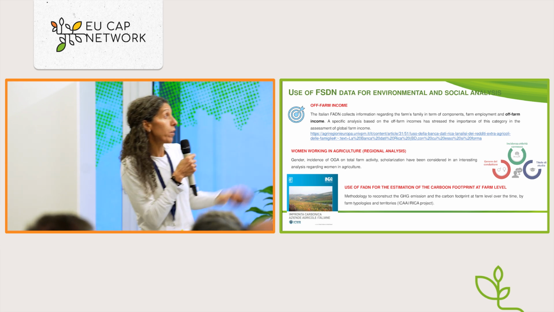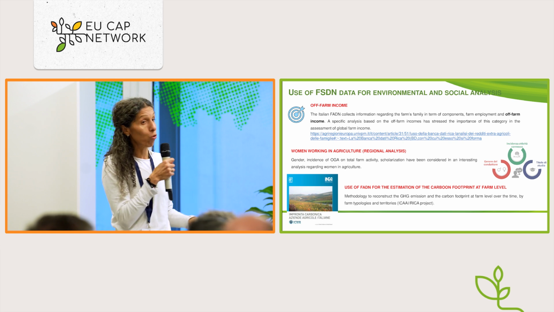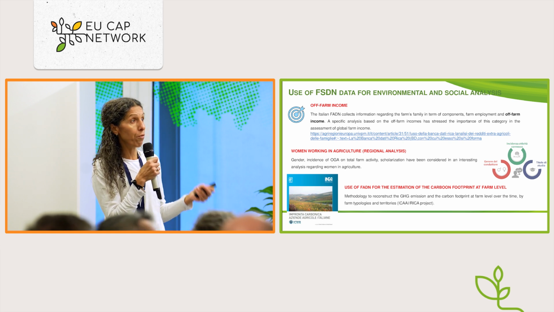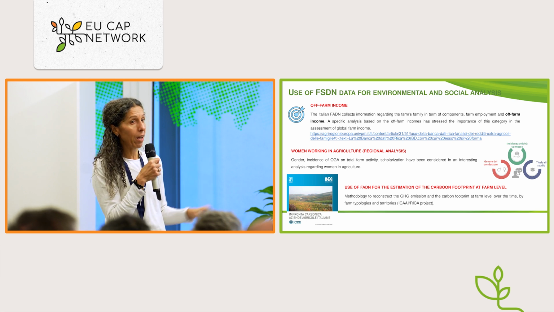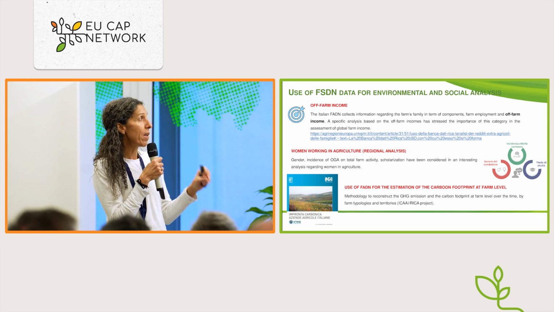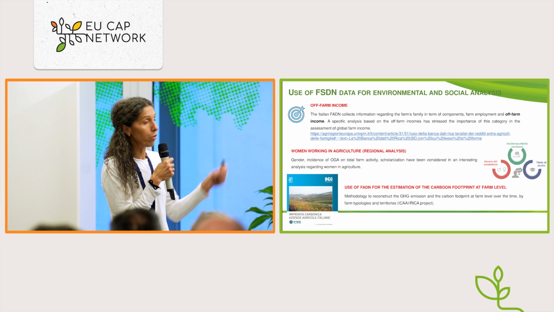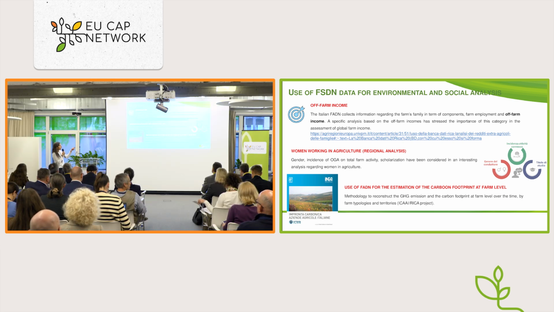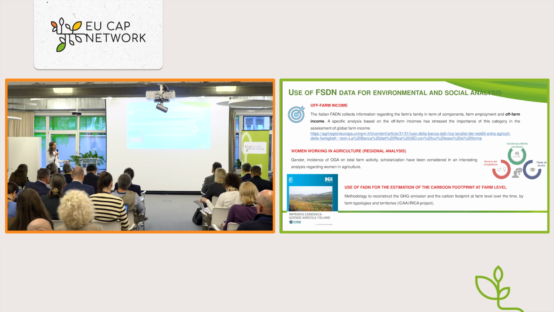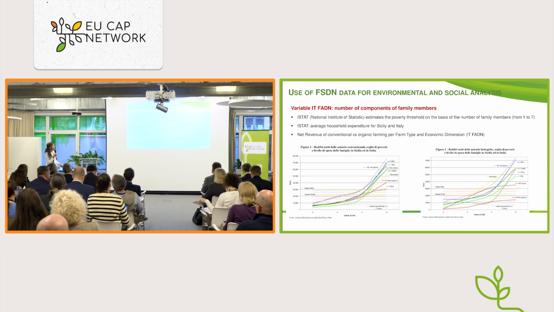We also use FSDN for the estimation of the carbon footprint at farm level. We have a kind of database where each farm in the FSDN survey has a carbon footprint on the basis of the structure. So it is possible. We have a methodology, the ICAI methodology. There is also a publication and a lot of articles, even in English, regarding this analysis and this methodology.